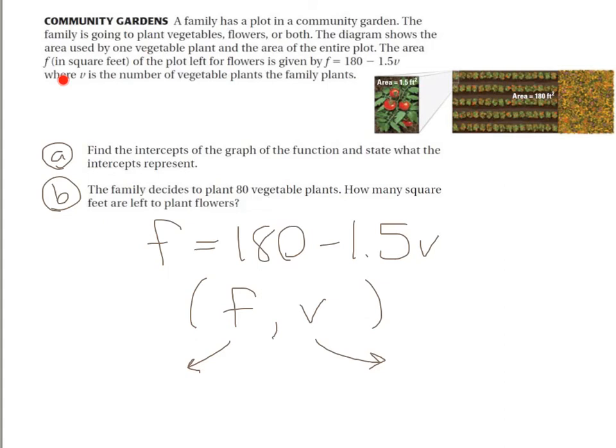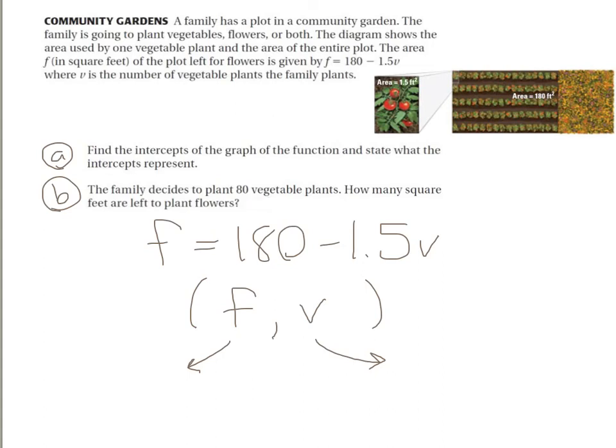All right, so we have a different variable here. We're used to x and y, but that doesn't mean it can't change once in a while. Instead of x and y, we're using F, in square feet of the plot left for flowers, given by F is equal to 180 minus 1.5V. Oh, there's our other variable, V, where V is the number of vegetable plants the family plants. So, instead of x and y like we've been seeing, no problem. We can change up the variables as much as we want. X and y are the most common, but that's not to say it can't change on us, which it has.